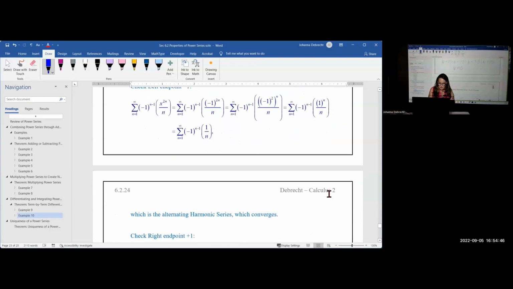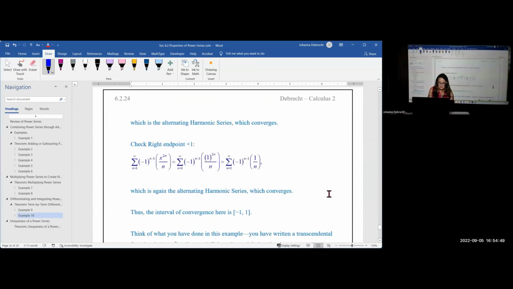And you remember from the alternating series test that the alternating harmonic series converges. The harmonic series diverges, but the alternating harmonic series converges. So we have convergence at the left endpoint. So far we know it's closed at -1 to something at 1. So we check the right endpoint, but we can do a similar thing. 1 to a finite power is 1. And again, this gives us the alternating harmonic series.